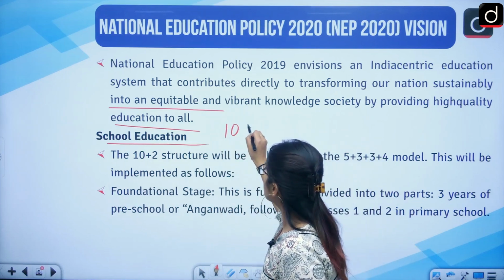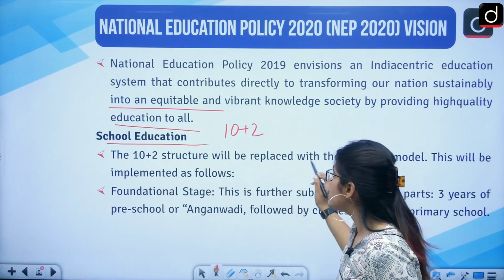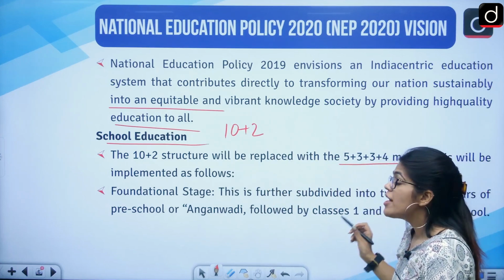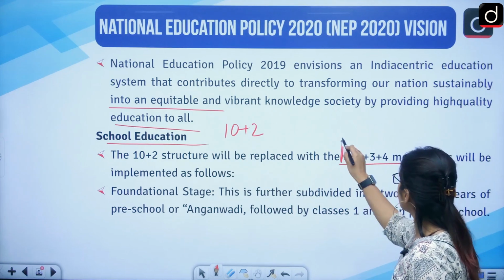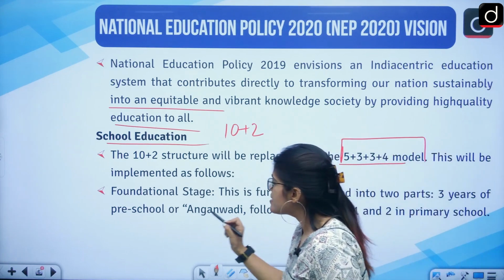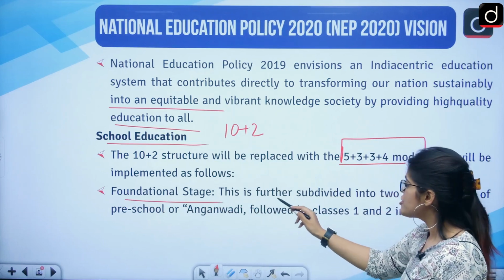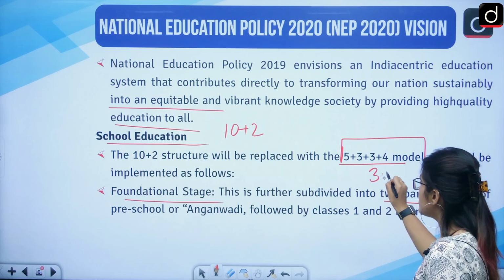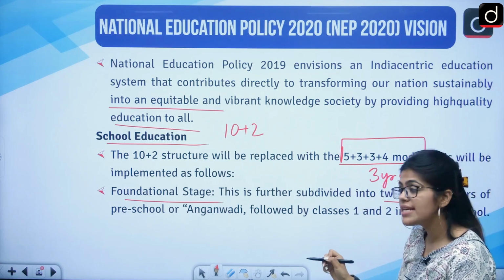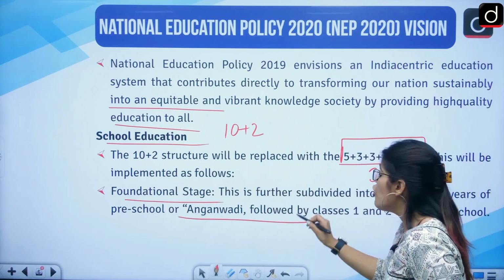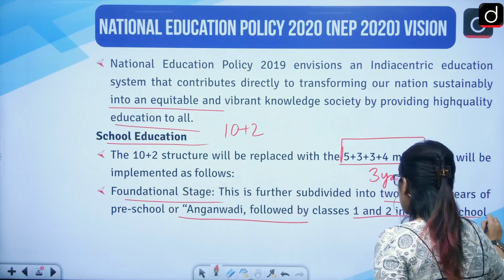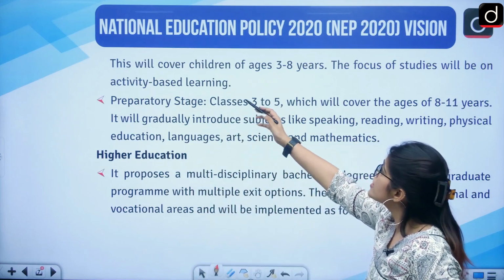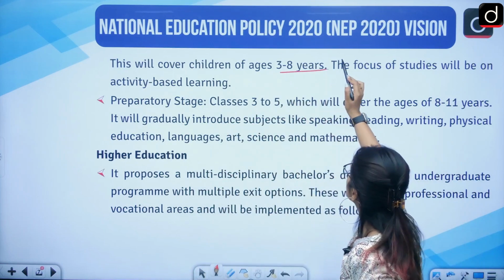So the old 10+2 structure was replaced by a new structure of 5+3+3+4 model. What are the few changes done according to this model? Let us see. There is a foundational stage. This foundational stage is further subdivided into two parts. So the 3 years of the foundational stage is given to nothing but Anganwadi, followed by the classes 1 and 2 in the primary school. This is the first structure. This will cover the child of age 3 to 8 years.